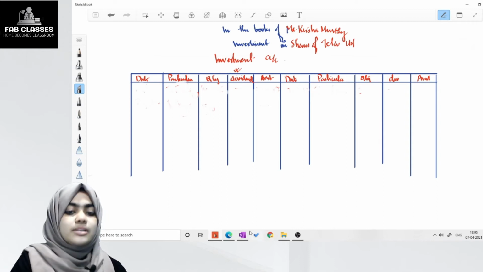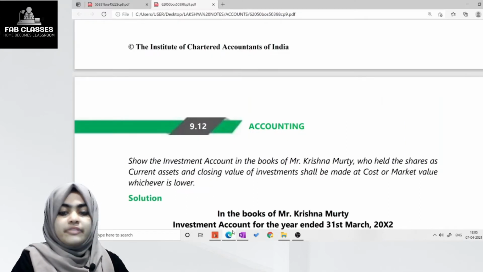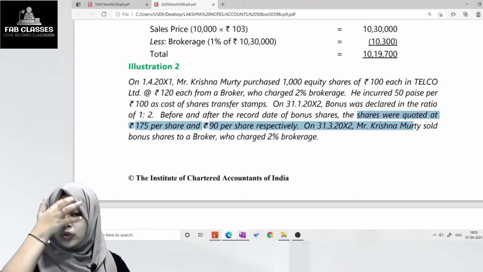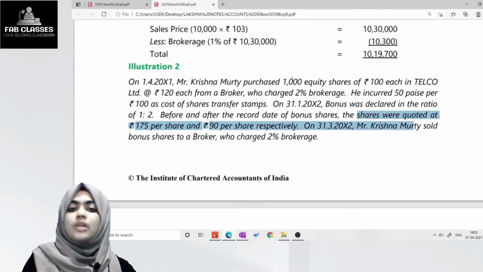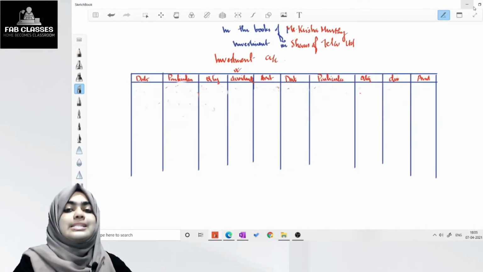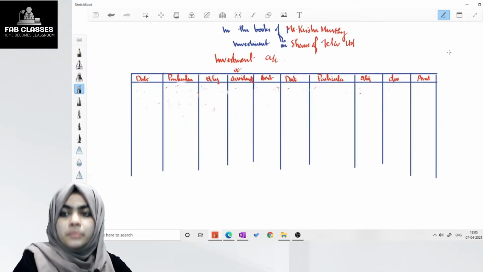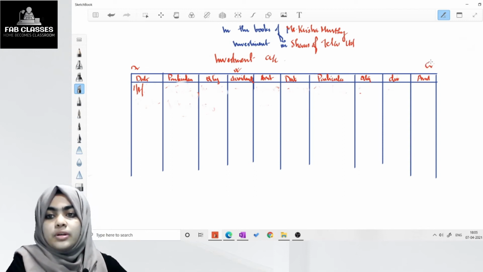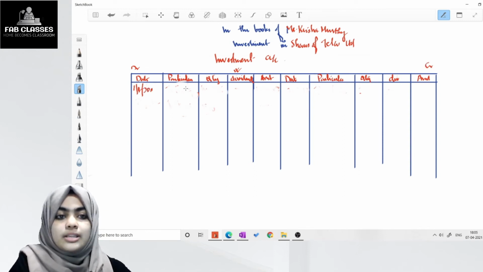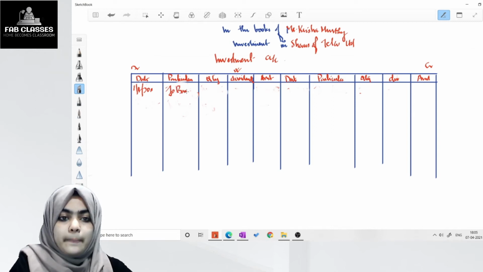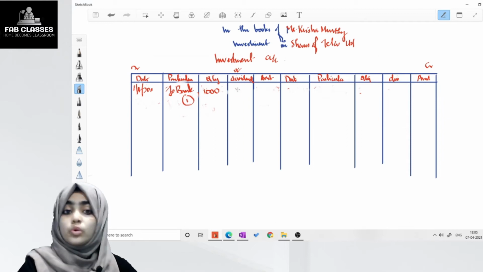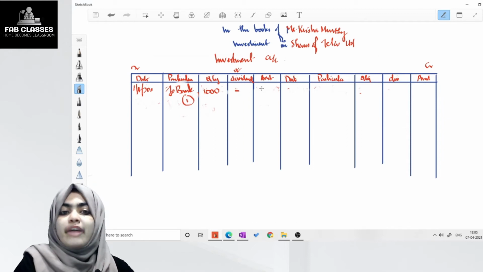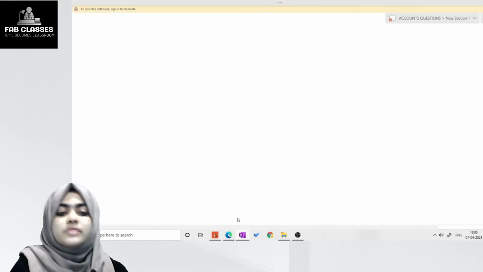Now let's start solving the question. So the first thing, on 1/4/2011, Mr. Krishnamurthy purchased 1000 equity shares. So purchase in the sense asset. Investment is an asset. So investment is being purchased. So investment account debit to bank account. Investment account debit to bank account. On 1/4/2011, to bank, 1000 equity shares. The dividend column will be empty because there is no declaration of dividend at the time of purchase. Now we have to find the cost of this purchase. For that purpose, we have to prepare a working note.